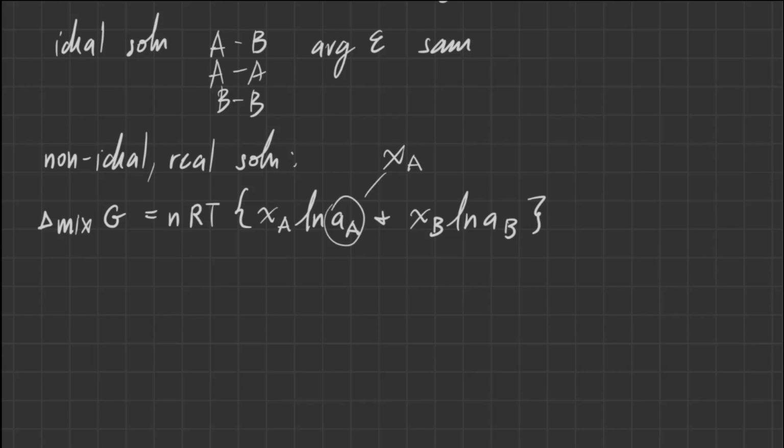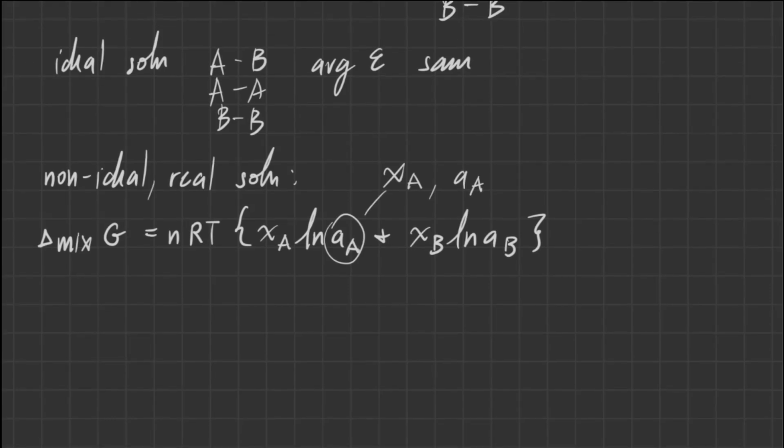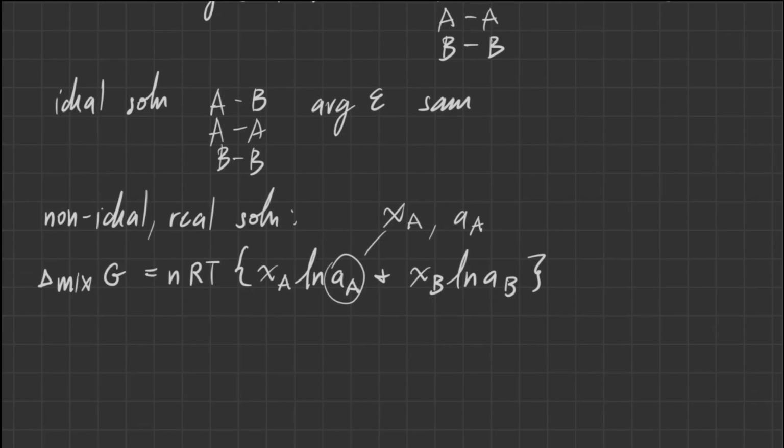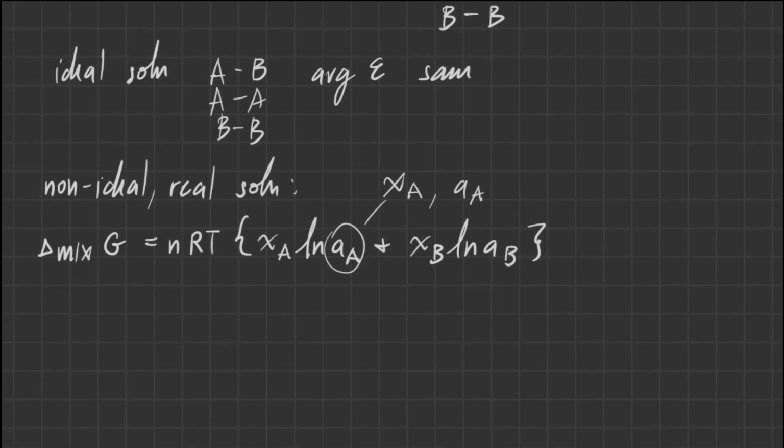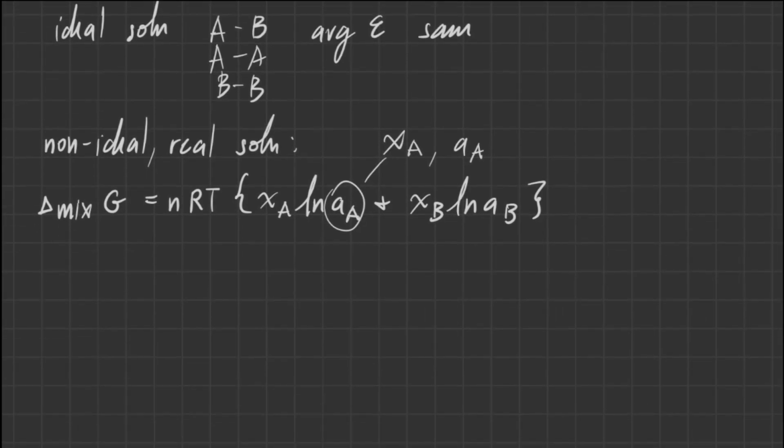This is to reflect the fact that the activity of A is sort of an effective molar fraction, or how the fraction would be in consideration of the fact that these A and B interactions aren't the same energy as these AA to BB interactions. So we have two formulas, this one being the first and this one being the second.